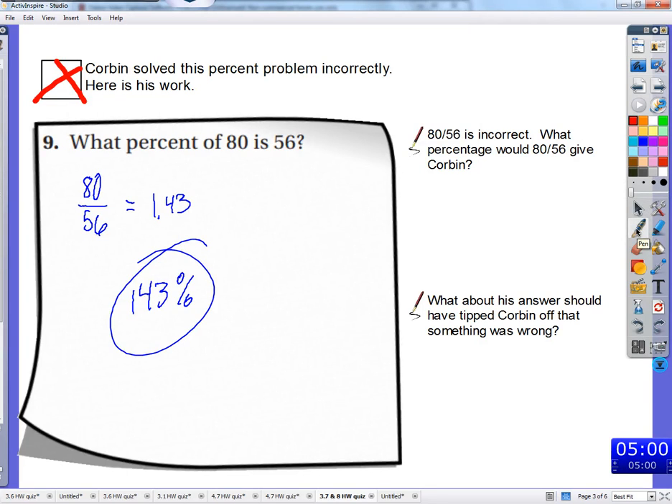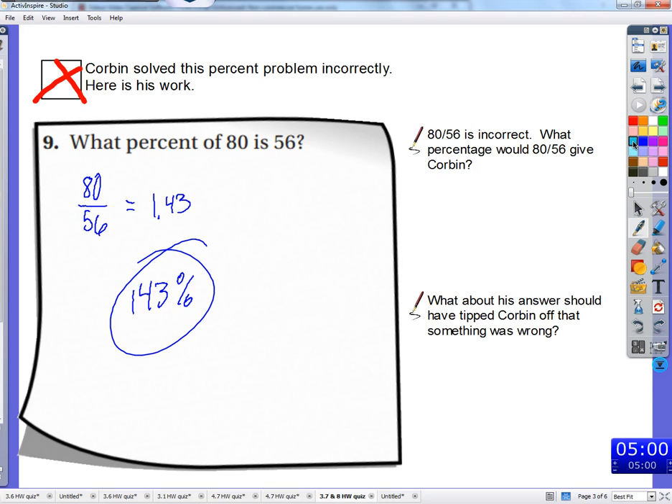So what percentage are we finding? What percent that something is of something else? We're not finding what percentage 56 is of 80, we're finding what percent of 80 is 56? That's just another way to say that.